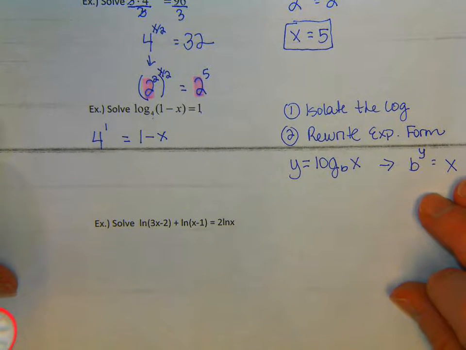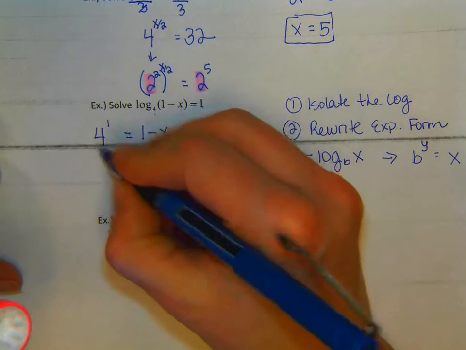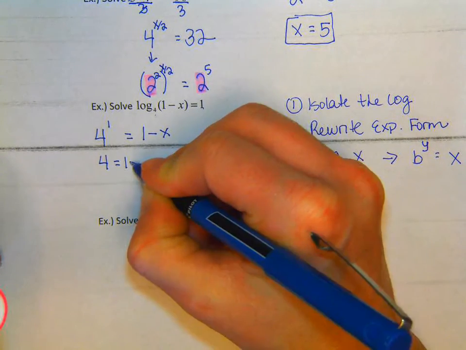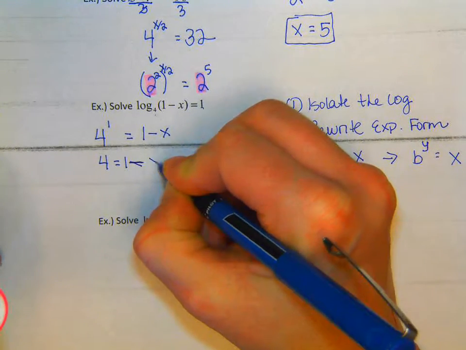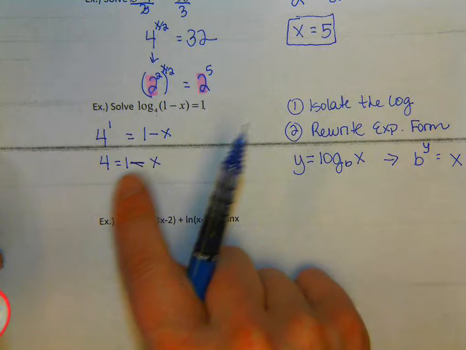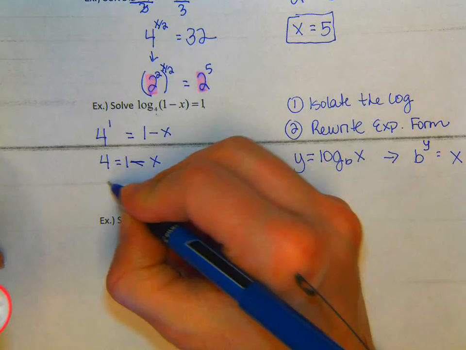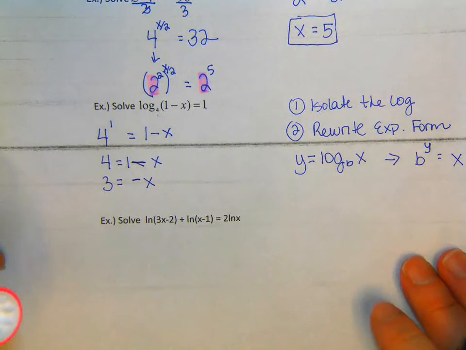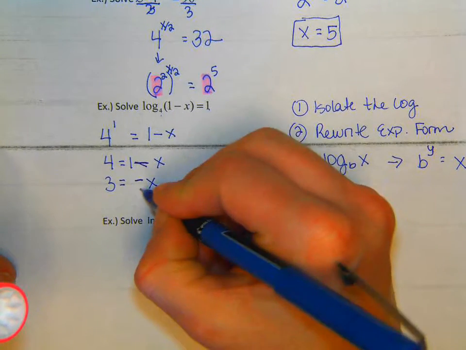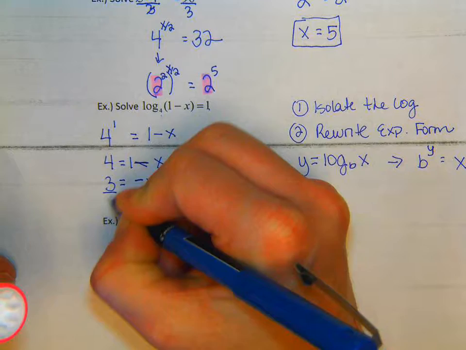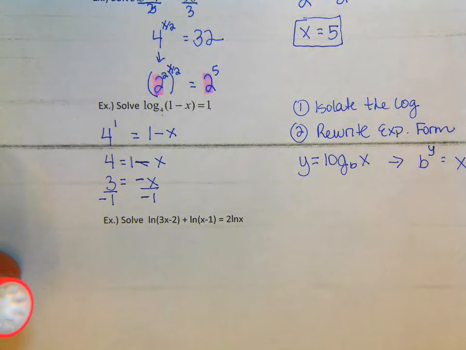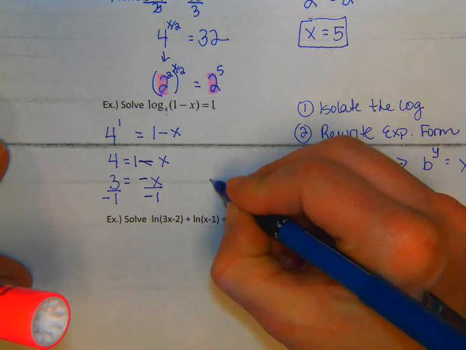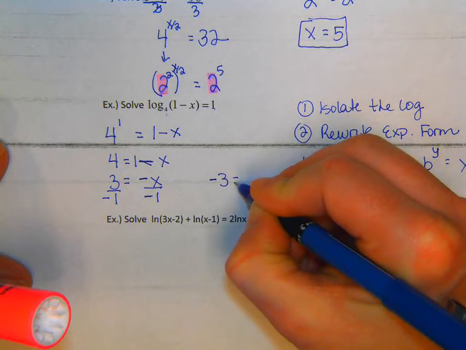So 4 to the first is, of course, 4 equals 1 minus x. So I'm going to subtract 1 from both sides, and I get 3 equals negative x. And that would mean to find x, I would multiply or divide both sides by a negative 1. 3 divided by negative 1 is negative 3 equals x.